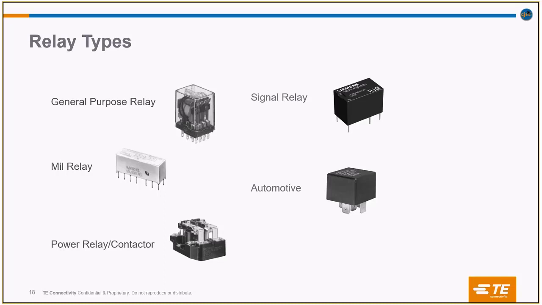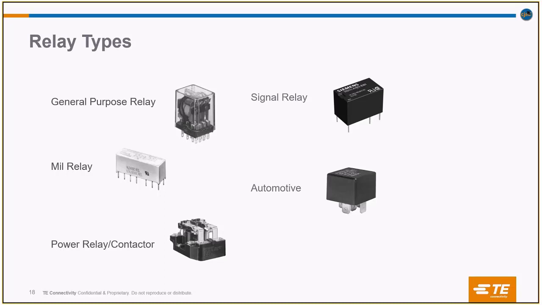Signal relay, as the name suggests, what does it transfer? Correct, it transfers signals, and they have low current ratings, just low current ratings, and they are used in multiple signal applications. Those are the signal relay types.